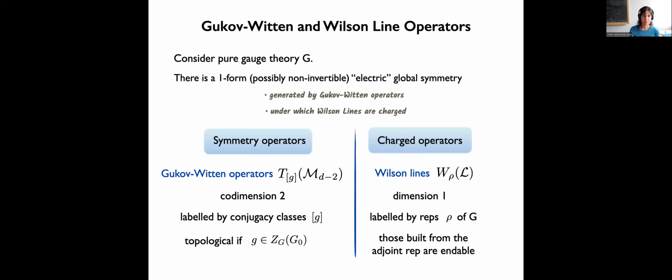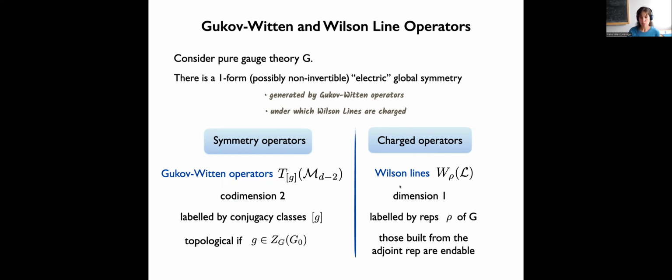Okay, so we want to break all these one-form global symmetries, which are characterized by some Gukov-Witten operators. They are codimension-2 operators, and they are labeled by the conjugacy classes, and they are topological if they belong to the centralizer of the gauge group and is connected to the identity.